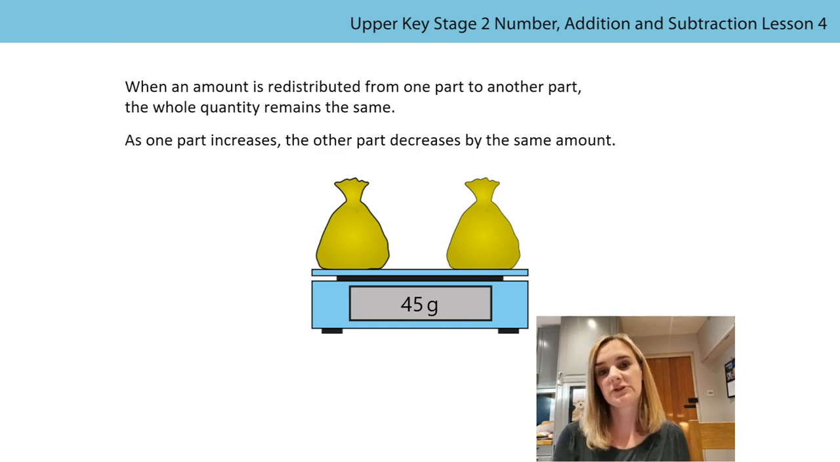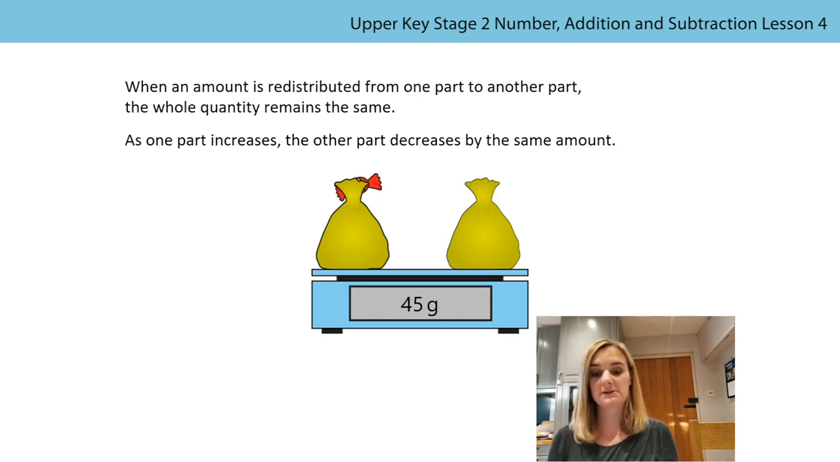So this time we're just going to look at this image one more time and think about this generalised statement. When an amount is redistributed from one part to another part, like so, the whole quantity remains the same. Or we can say as one part increases, the other part decreases by the same amount.